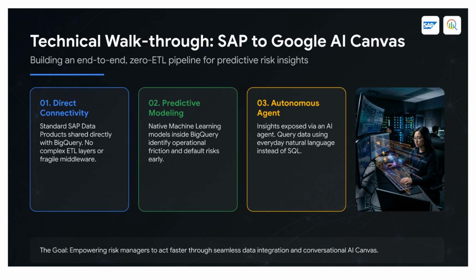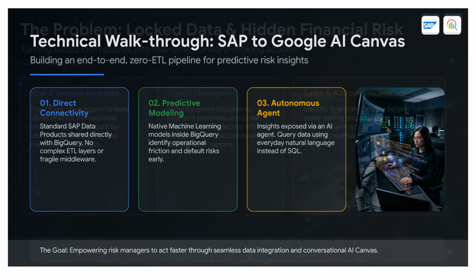We take standard SAP data products, share them with BQ, model the data there, and turn it into predictive insights using machine learning, and expose it to business teams through an autonomous data agent. Our goal is simple: to help risk managers identify customer operational friction and default risks early, using everyday natural language instead of complex SQL queries.